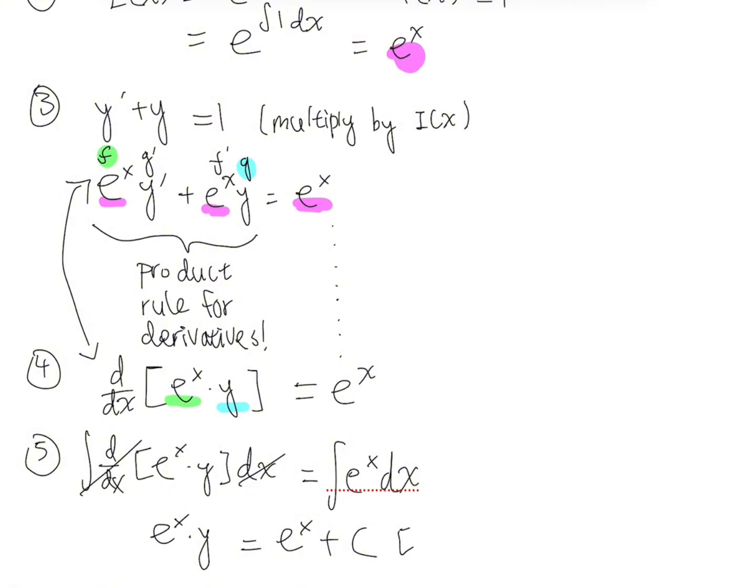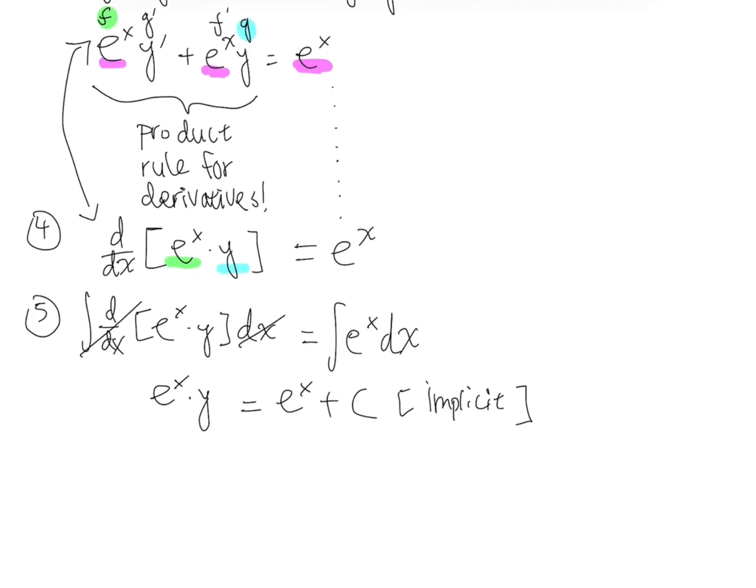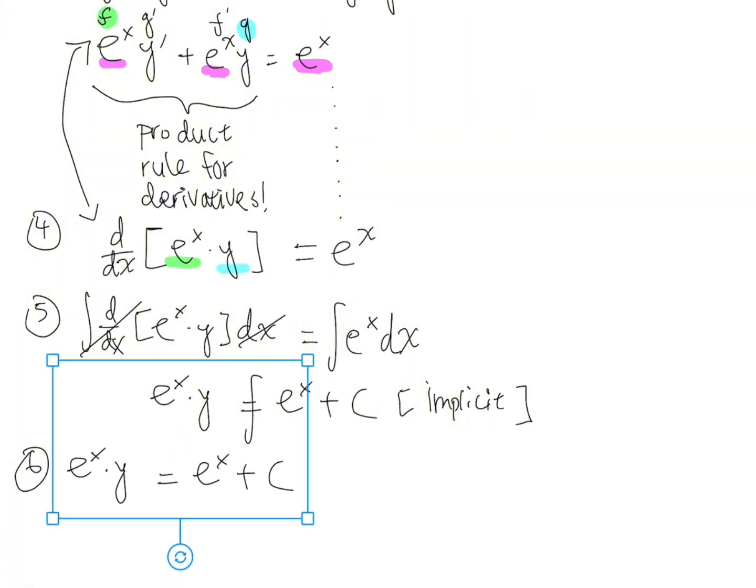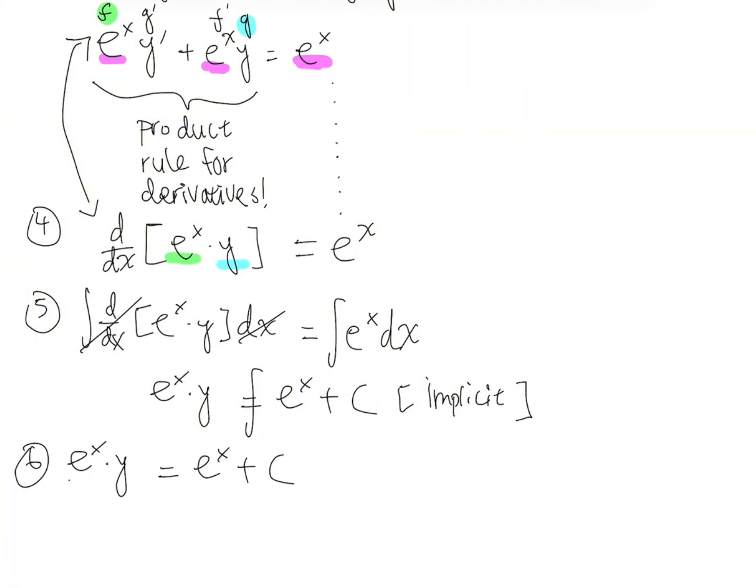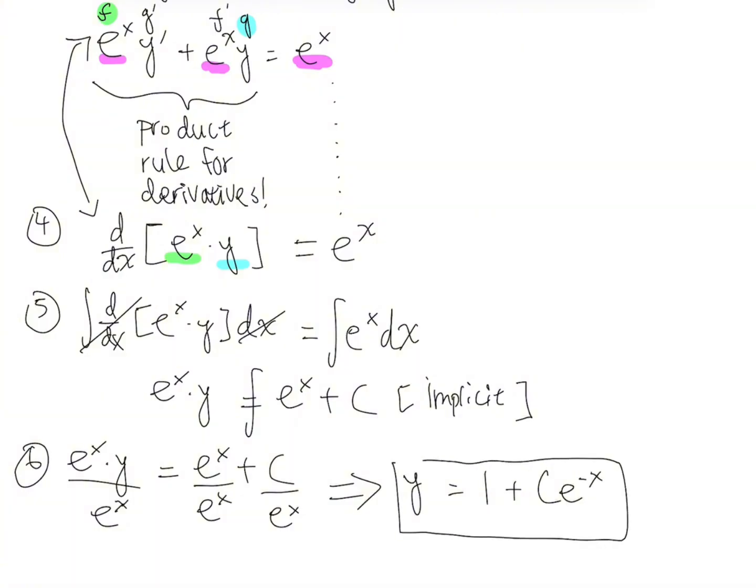This is our implicit answer. If we want to get y all by itself, we just have to do one last step, and that is divide everybody by e to the x. So I'm just going to divide everybody by e to the x to get y all by itself. We get y equals 1 plus, since we have e to the x in the denominator, I can just rewrite that as c times e to the negative x. This is our explicit answer.